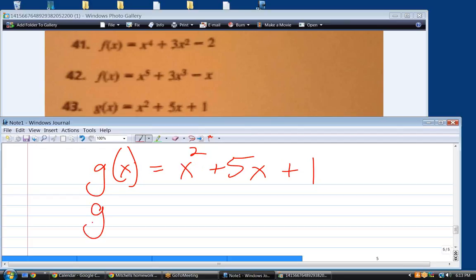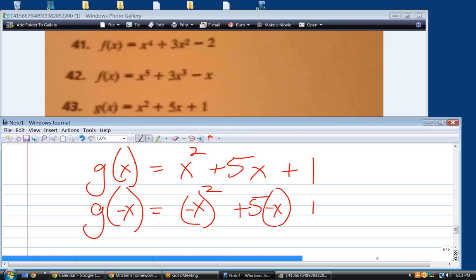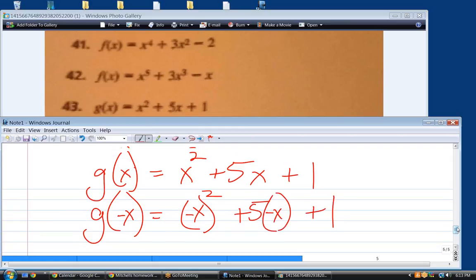So tell me what g of negative x is. So it'd be parenthesis negative x squared plus 5 parenthesis negative x plus 1. Simplify.